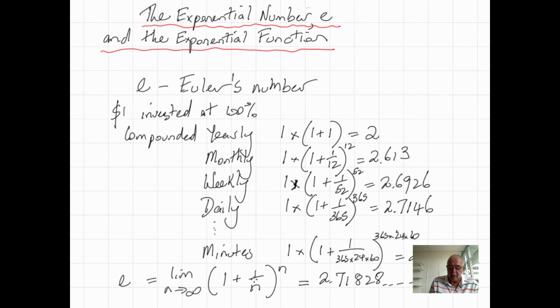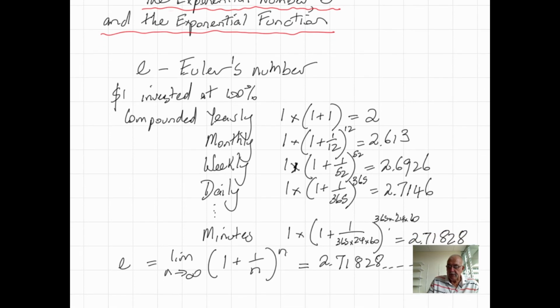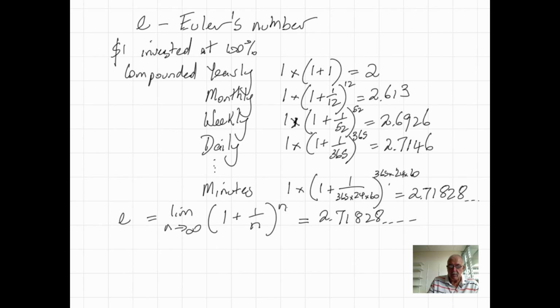That's a definition of what Euler's number is. It's the limit as n approaches infinity, so the bigger this number here gets, the closer we get to Euler's number, you can see what happens here. We've got the number 1, 12, 52, 365, a very large number of minutes in a year, and so on. So this gives rise to the number e, which is sometimes called the exponential number or Euler's number. And it also gives rise to the exponential function.